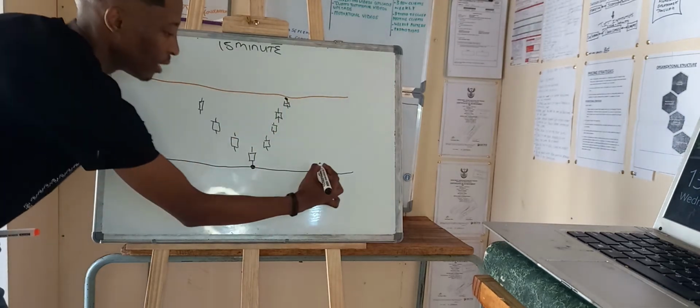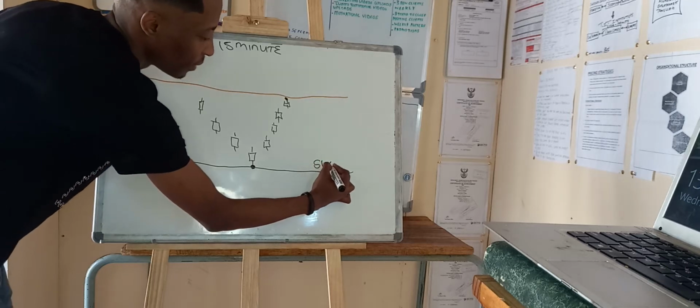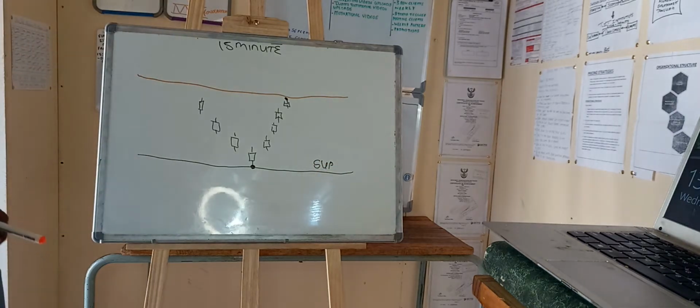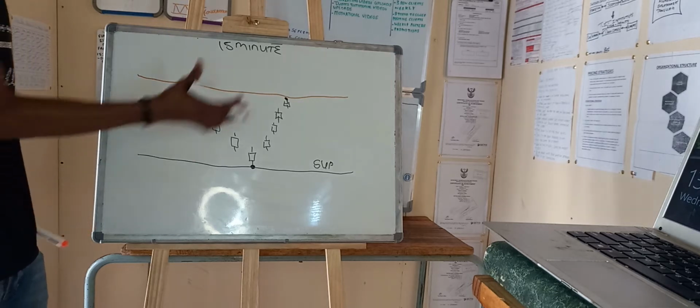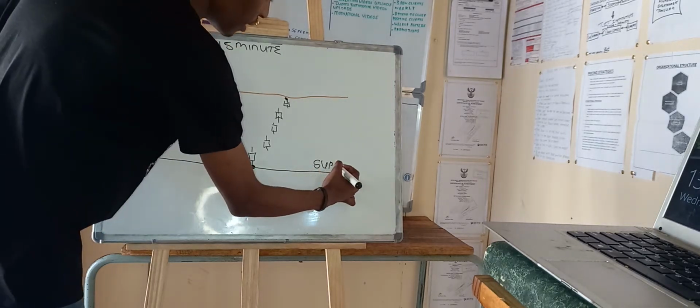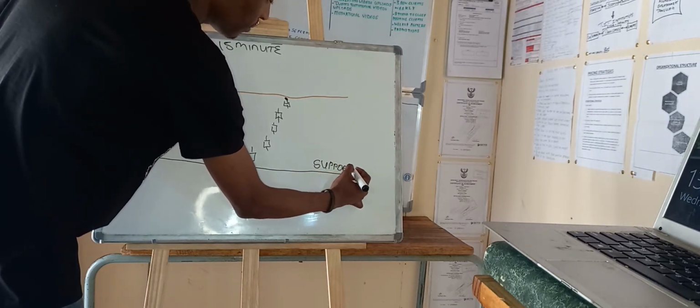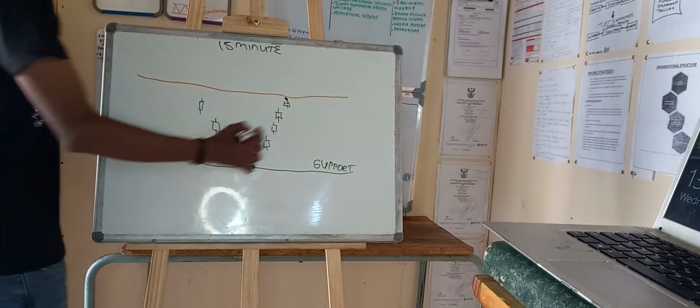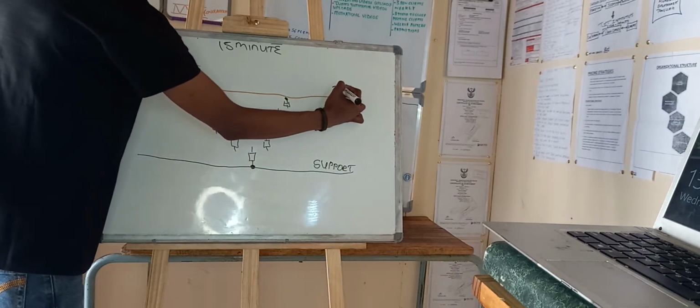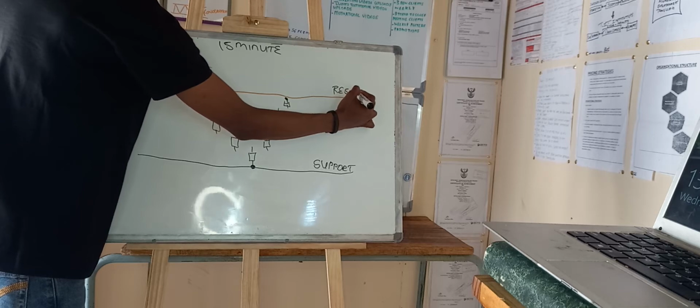So the lowest candle will be our support level. Remember, we are day traders, so we analyze this each and every day. Every day you have to do this, right? This is the support level, right? And then above there we have what we call the resistance level.